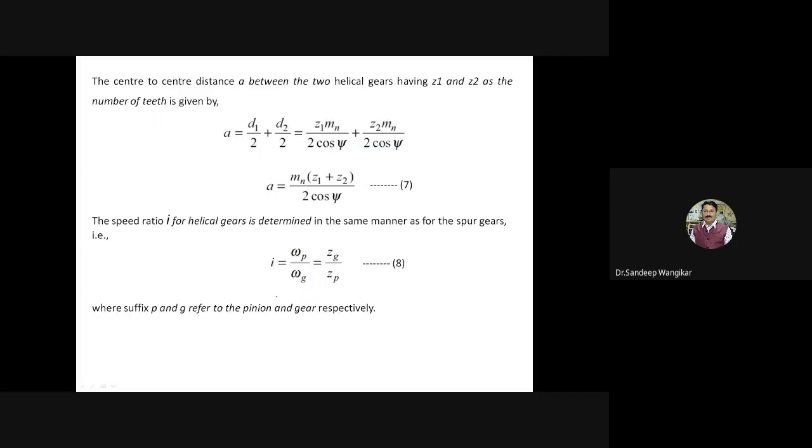Okay, proceeding to next. Now, the center to center distance of two helical gears. We are calculating the center distance of two as the pitch circle radius of pinion plus pitch circle radius of gear. So here we can calculate this. Center to center distance A is d1 by 2 plus d2 by 2, or you can say dp by 2 plus dg by 2, the pitch circle diameter for pinion divided by 2 and pitch circle diameter for gear divided by 2.